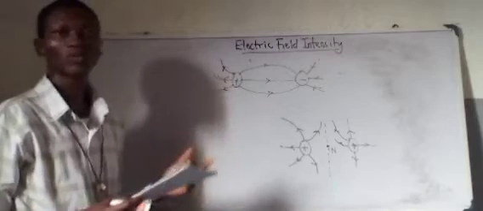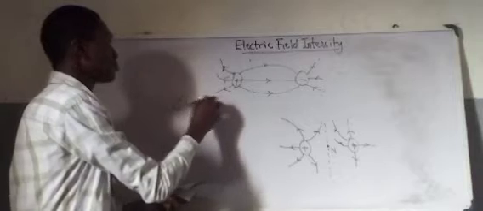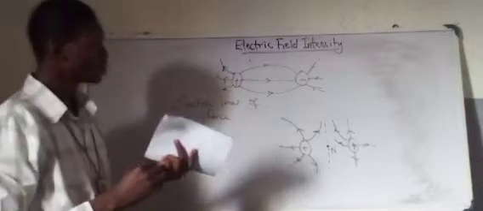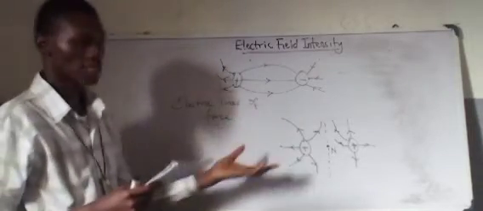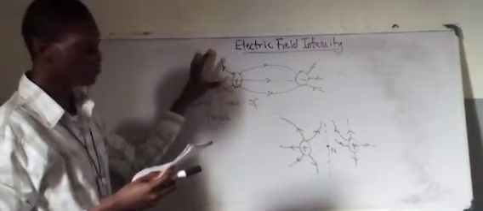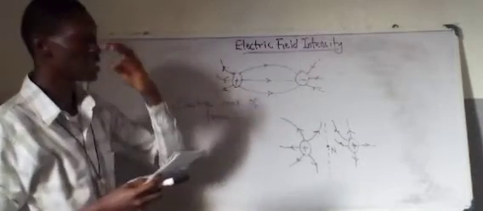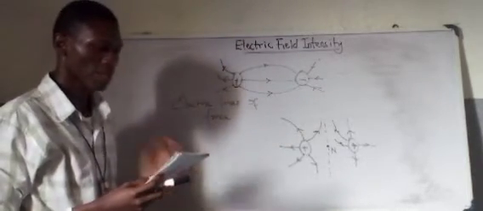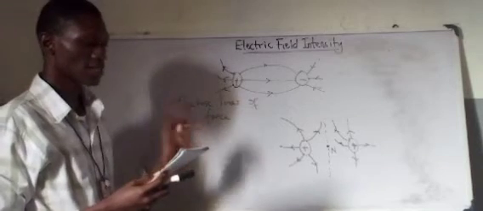Now, one of the things we must understand when we talk about electric lines of force is that, one, these lines of force don't intersect each other. There is no way another line would be here. There is no intersection in the lines of force. And normally, they begin from the positive and end at the negative, or end at what? Infinity.